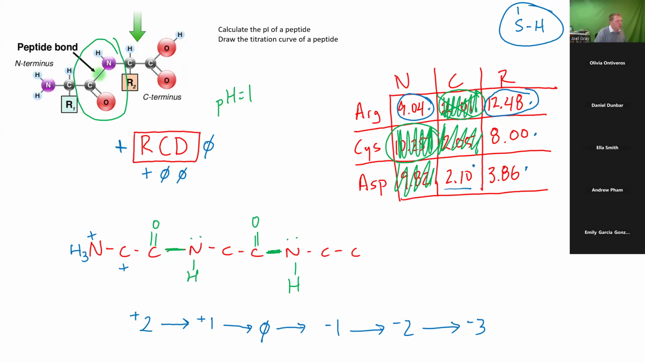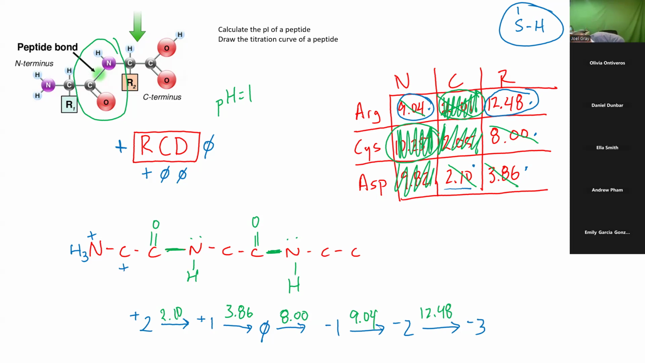So now I'm going to say +2 to 2.10. 2.10, my next pKa value. I'm just listing them in order from lowest to highest above my arrows. 2.10, 3.86 is the next lowest. The next lowest is 8.00. The next lowest is 9.04. The next lowest is 12.48. Okay, so those are my possible pKa values.